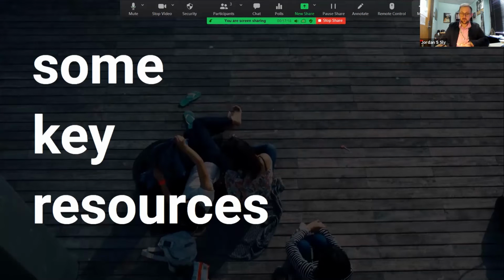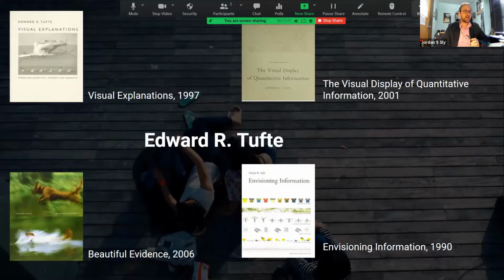For the most part, what I'm saying comes from the central tenets of two authors, Edward Tufte and Katie Bonner. And here are some of their big publications. So we'll start with Edward Tufte. These are his major publications here. You probably will have heard of some of these.